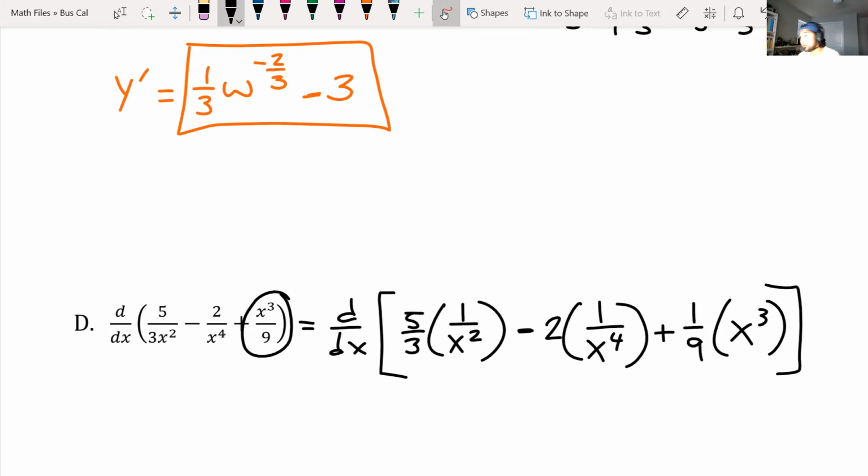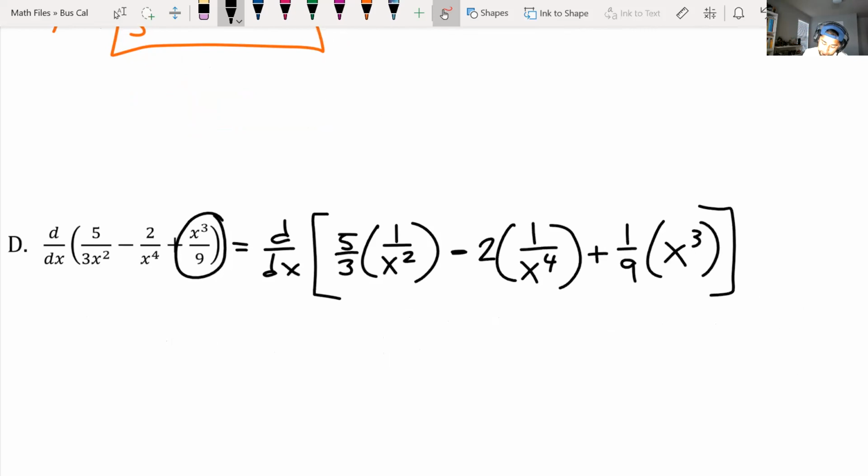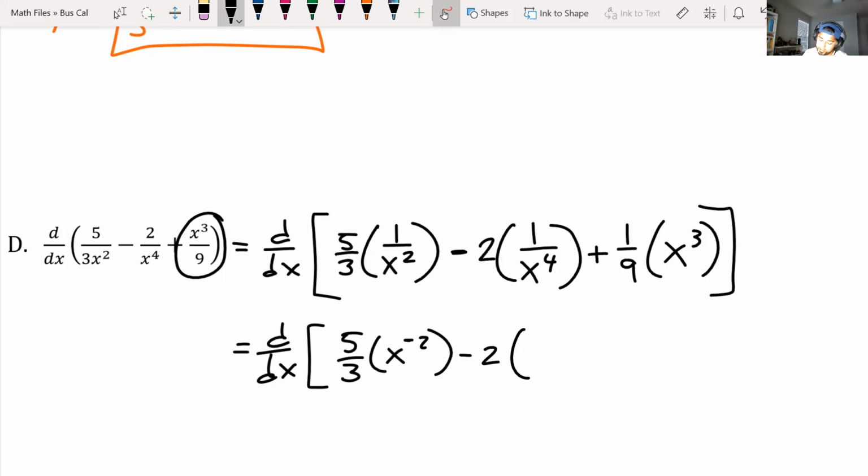No calculus has been done yet. Strictly algebraic so far. Now we get to rewrite these two fractions in order to take the derivative. So if I rewrite this one more time, d/dx of 5/3 times, how do you rewrite 1/x²? x^-2. Minus 2 times 1/x^4 becomes x^-4. Plus 1/9 times x³.